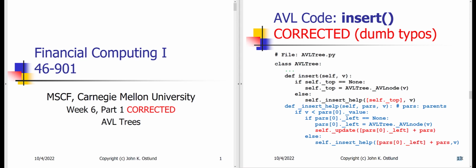On slide 13, there were just a whole bunch of basically missing underscores. So I was missing an underscore in front of top and in front of value and in front of left. A whole bunch of missing underscores all over the place. And I had a stray extra self parameter in here that wasn't necessary. So I've fixed those up.